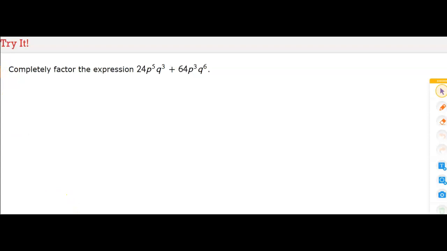Completely factor the expression 24p⁵q³ + 64p³q⁶. All right, so I like to find the greatest common factor to factor this out. So I think 8 is the greatest common factor. So I'm going to pull out 8, and then p I can take out.